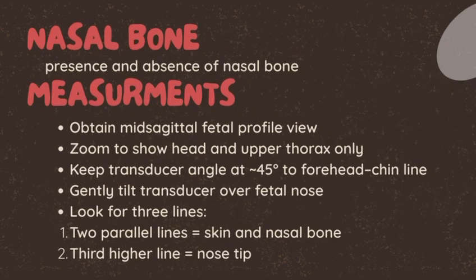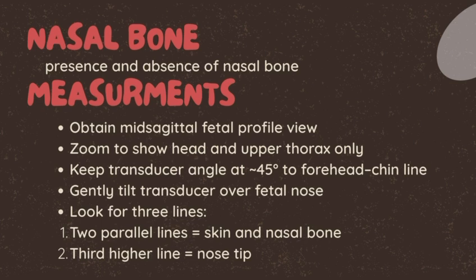Here we will discuss the nasal bone. The nasal bone is another important sonographic marker. Both the presence or absence and the measurement of the nasal bone are assessed. To visualize the nasal bone, a mid-sagittal view of the fetal profile is obtained. The image should be zoomed so that only the head and upper thorax are visible. The transducer should be angled at approximately 45 degrees to the forehead-chin line.